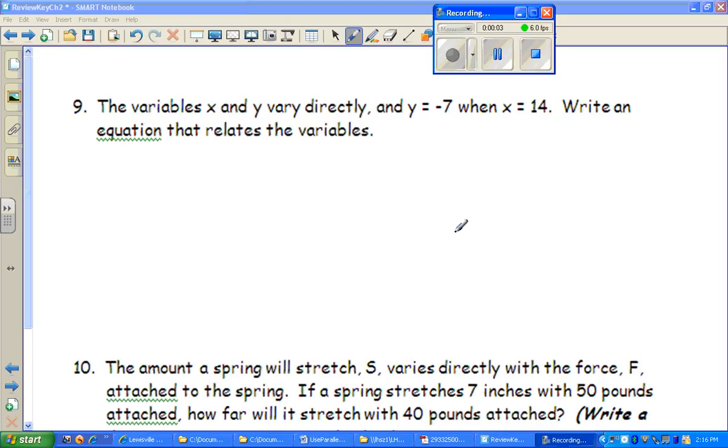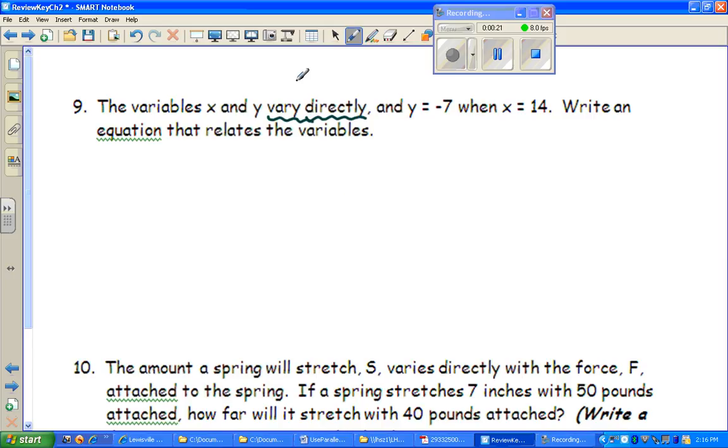Numbers 9 and 10 deal with direct variation. Reading number 9, it says the variables x and y vary directly, and y equals -7 when x equals 14. Write an equation that relates the variables. Anytime you see this word directly, like varies directly, you need to write this down.